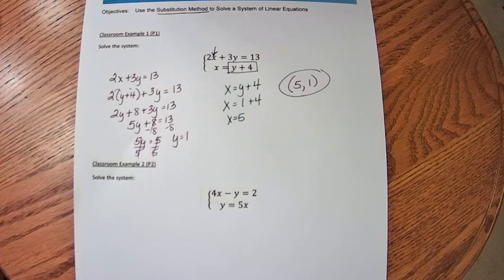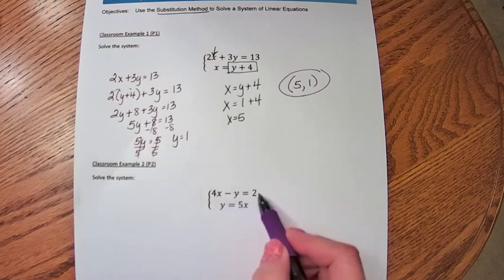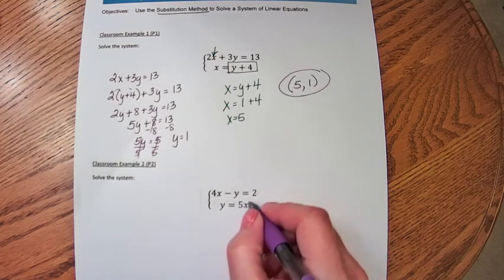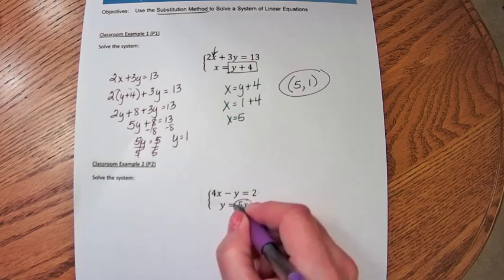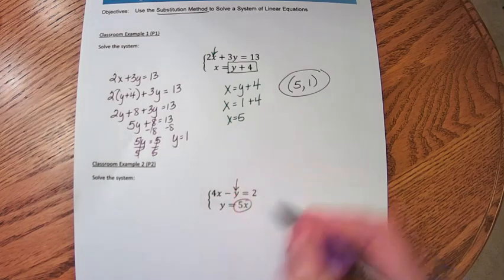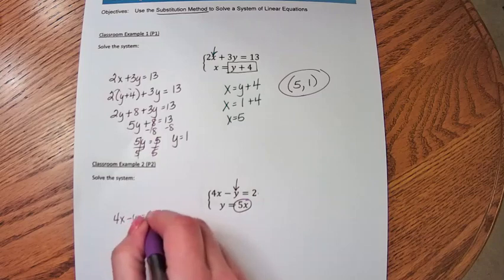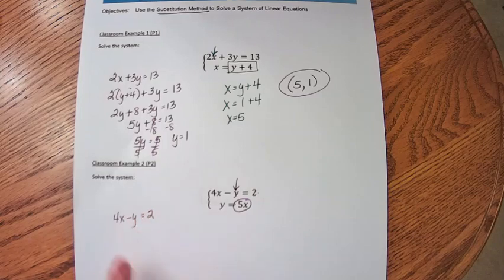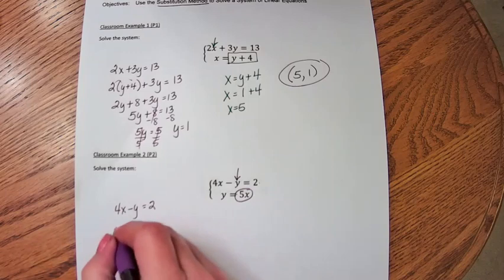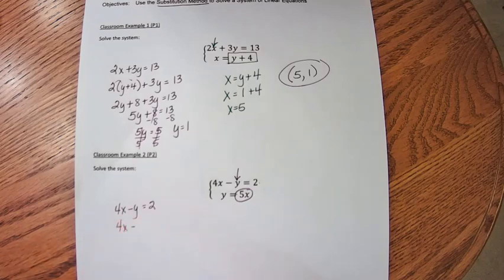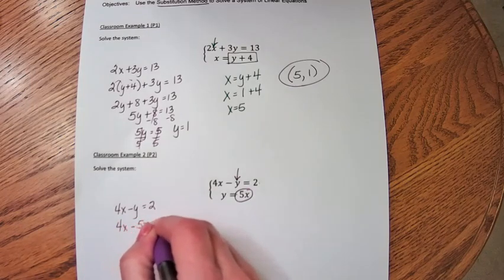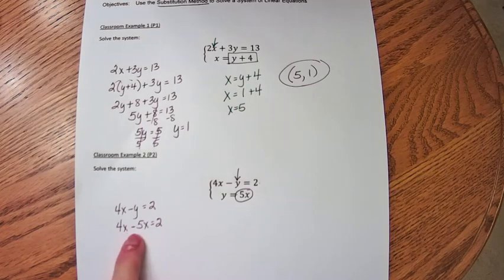Let's look at example 2. I have 4x minus y equals 2, and I have y equals 5x. So everywhere I see a y, instead I'm going to put 5x. So if 4x minus y equals 2, I'm going to substitute for y what y is equal to. So that means 4x minus 5x equals 2. I've substituted. Now I can get a value for x.